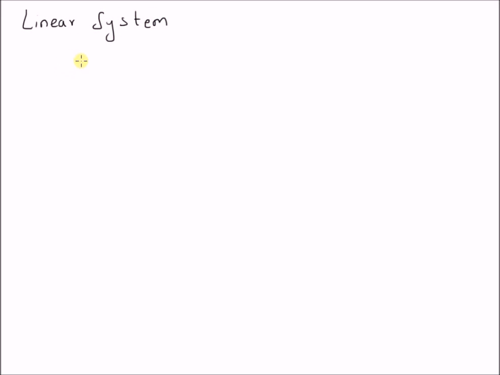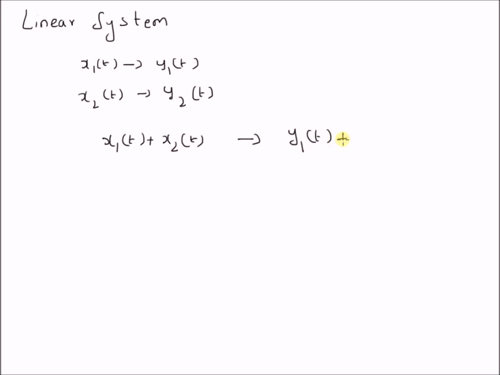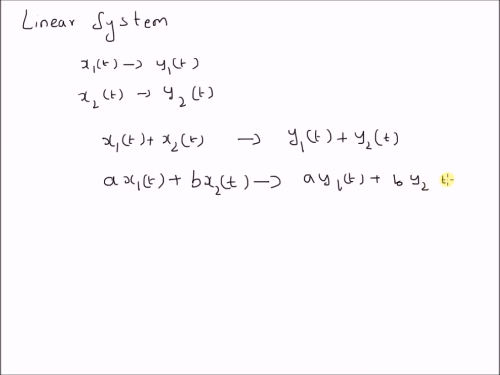Consider a system where the input x1 of t results in an output y1 of t, and another input x2 of t results in output y2 of t. Then the output to the input x1 of t plus x2 of t should be y1 of t plus y2 of t. And a scaled input, that is a times x1 of t plus b times x2 of t, should give a times y1 of t plus b times y2 of t.